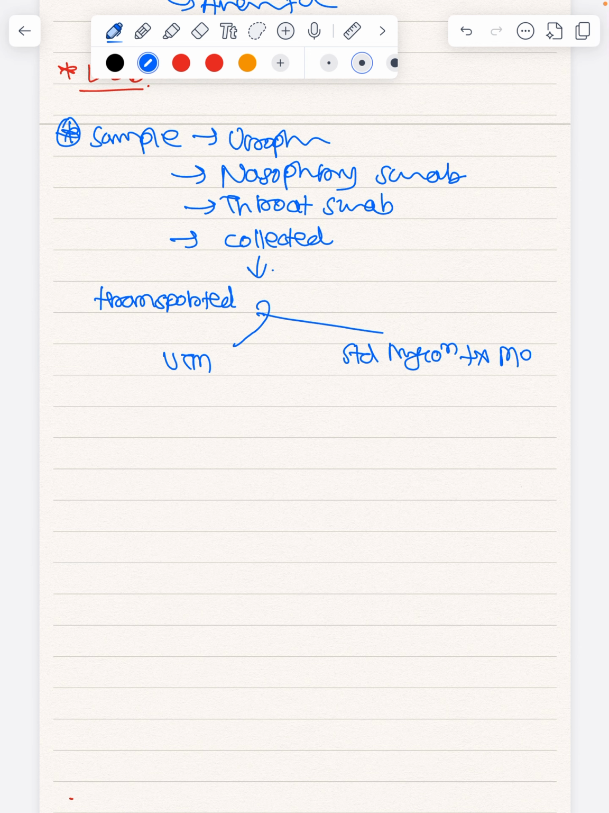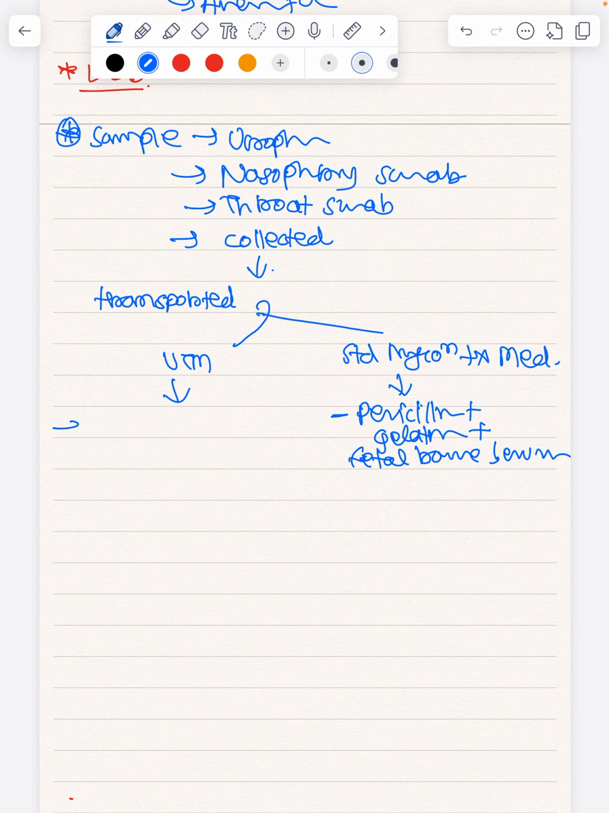The contents of the standard mycoplasma transport medium are penicillin plus gelatin plus fetal bovine serum. Then the viral transport medium has ampicillin plus cefotaxime antibiotics in it.